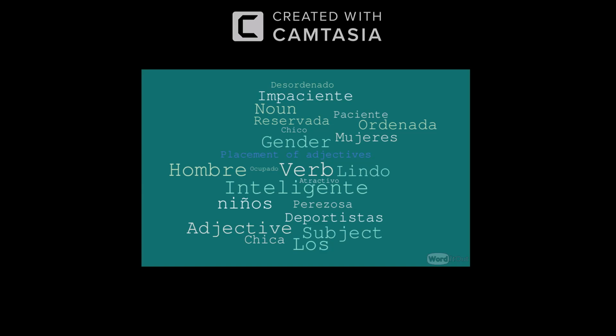Now that we have played Guess Who and shared our characters, it is very easy to see how we place adjectives after the noun. Remember our formula: subject, verb, noun, adjective. If you remember that formula, you should be all set to go.